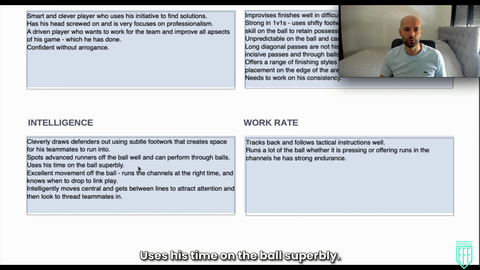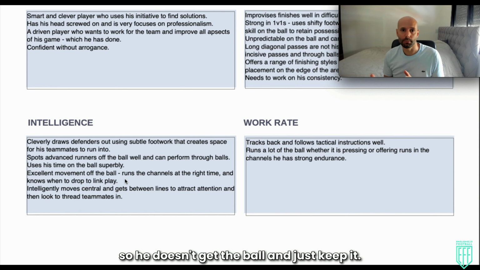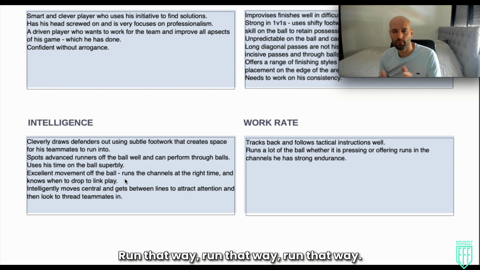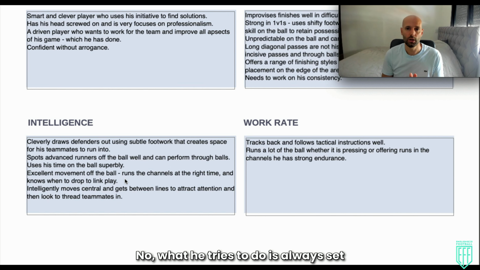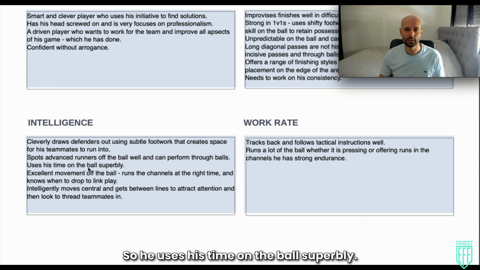Uses his time on the ball superbly. So this isn't a player that wastes possession, wastes time. So he doesn't get the ball and just keep it, run that way, run that way, run that way. No, what he tries to do is always set something up, always set the next action up. So he uses his time on the ball superbly. Could probably go into more detail about that in the report.